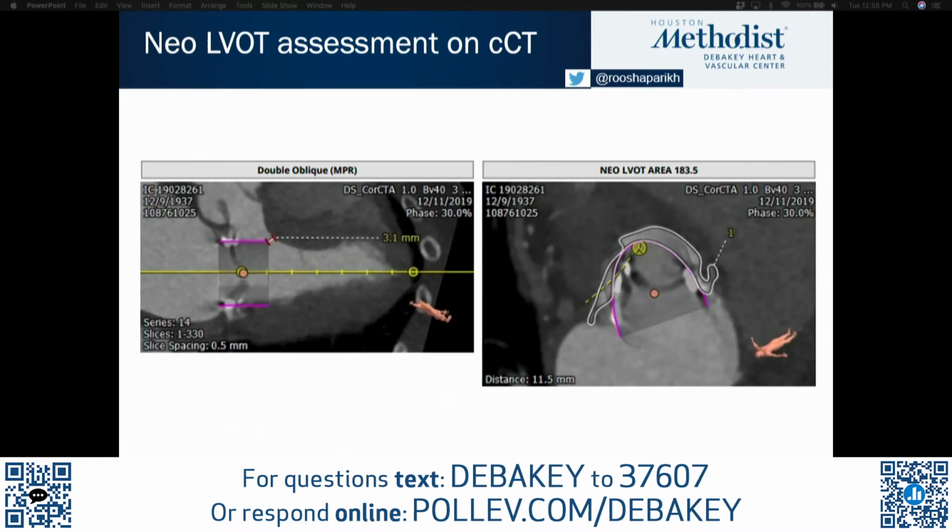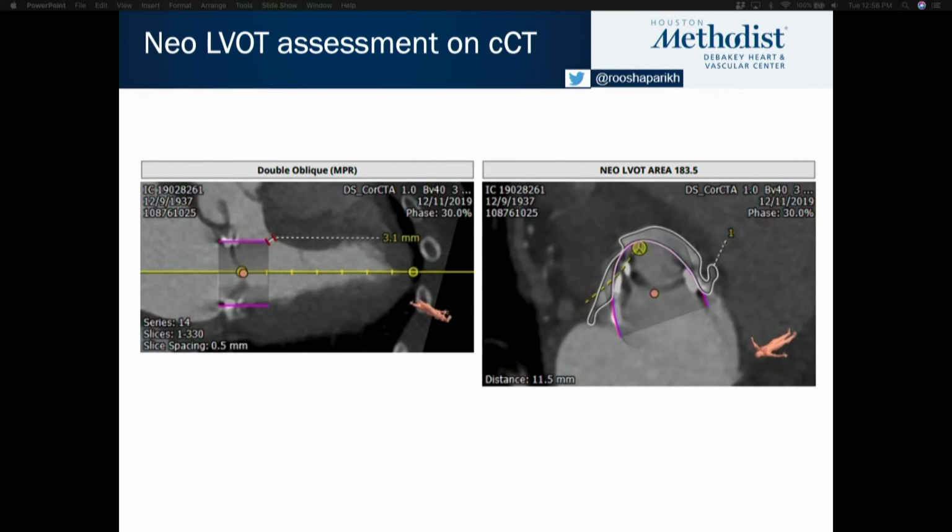Some of the approaches that may be considered next for this patient would be alcohol septal ablation in cases where there's a prominent septum, so that the size of the basal septum could be reduced and increase the size of the neo-LVOT. However, for this patient, the septum was already normal in size and not very prominent, and the patient was not a candidate for alcohol septal ablation.